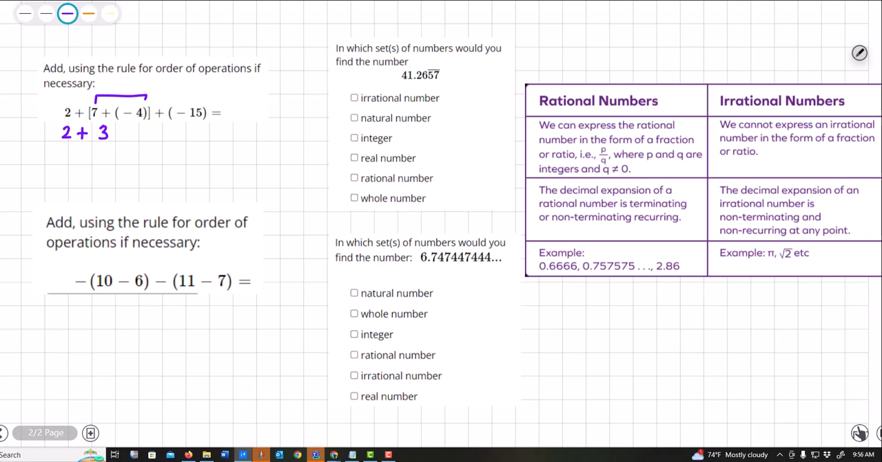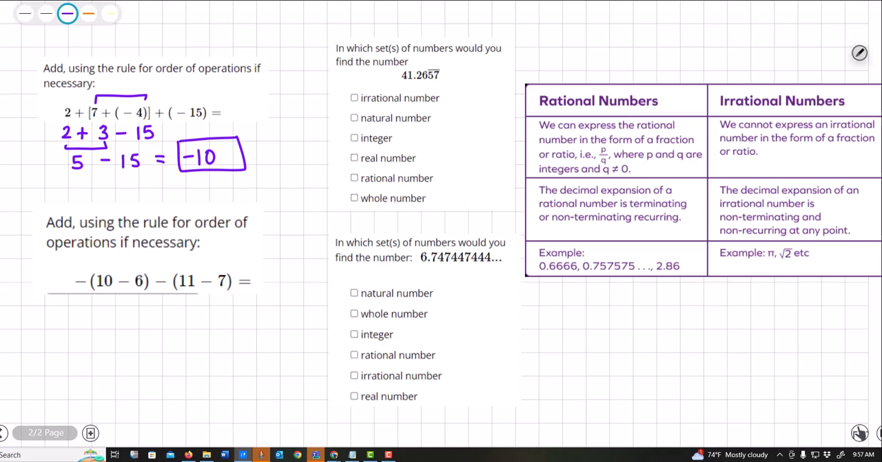There's not really anything to do here, but a plus and a negative is going to be a minus 15. And now I'm pretty home free. 2 plus 3 is 5 minus 15. When the signs are different, remember that you subtract. So 15 minus 5. And then you keep the sign of the larger value. So it would be -10.